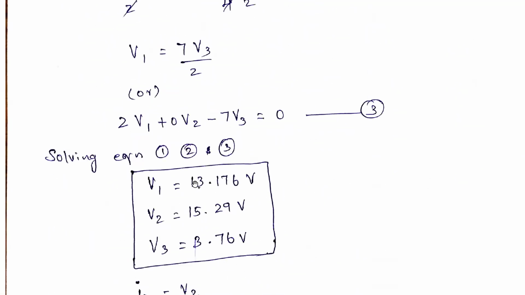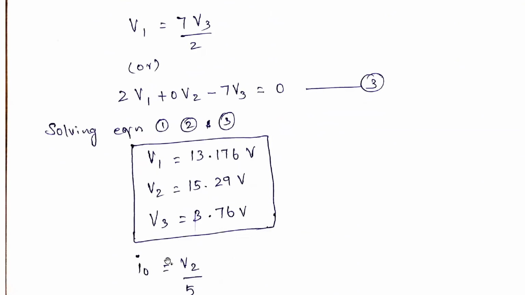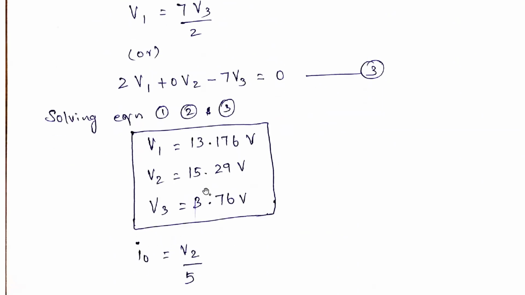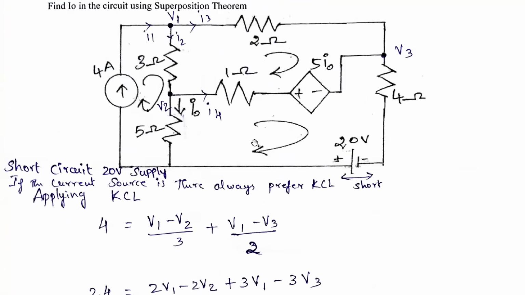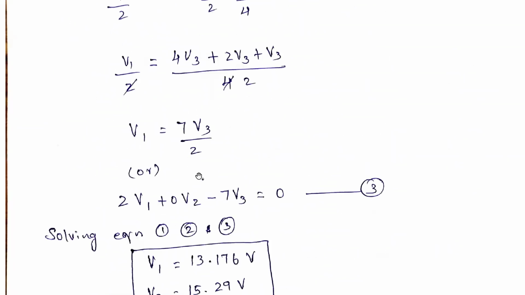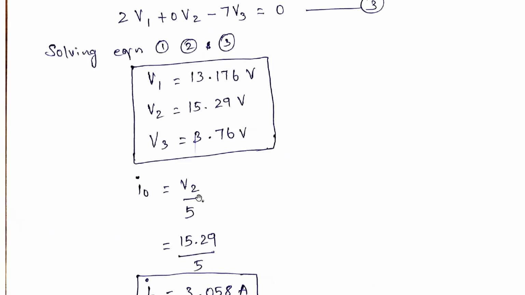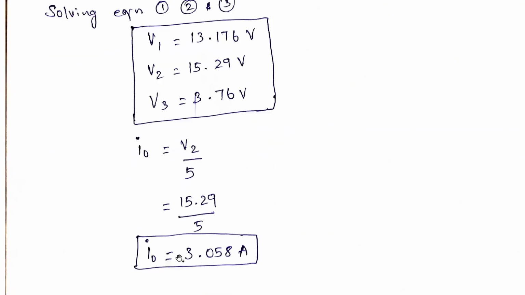Now, what is the current I naught? Because in the question they asked for the current I naught. I naught is nothing but V2 divided by 5, that is Ohm's law. So 15.29 divided by 5, I naught is 3.058 amperes.